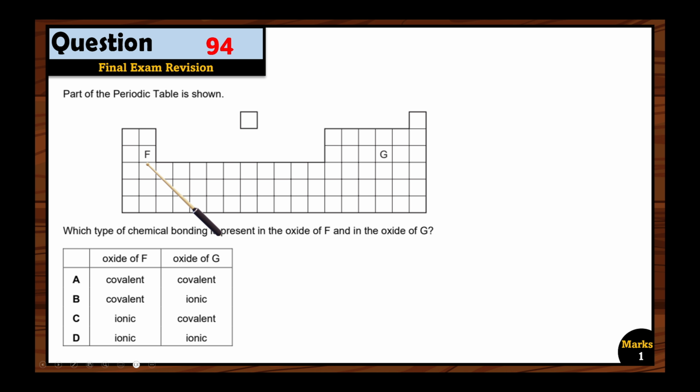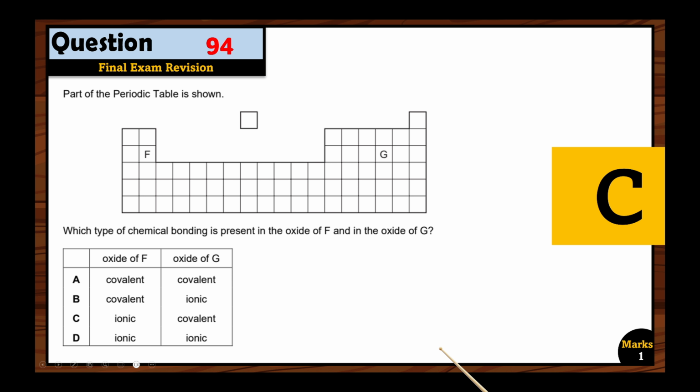So whenever F makes an oxide, which bond will it make? Oxygen is a non-metal, and F is a metal. So metal and non-metal will always make which compound? Ionic compound, right? So ionic is the right option. C or D can be right. Now let's see for G. G is a non-metal. So whenever it makes an oxide, it reacts with oxygen, right? Oxygen is a non-metal. G is also a non-metal. So which oxide will we get? Of course, a covalent bond will be formed. So it will be covalent. So option C is right.